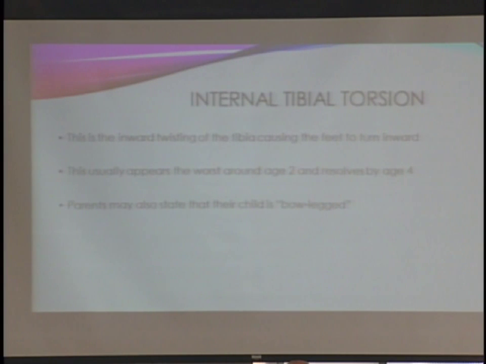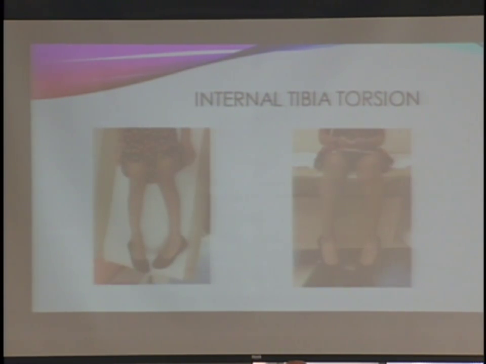Next is internal tibial torsion. This is the inward twisting of the tibia causing the feet to turn inward. This usually appears worst around age 2, and we typically see it earlier, and it resolves by age 4. A lot of times parents will bring the kid in for being bow-legged as well. So if you look at this patient, it's hard to see on this screen, but her patellae are facing forward on both pictures, and it's the tibia that is turning inward on both views.